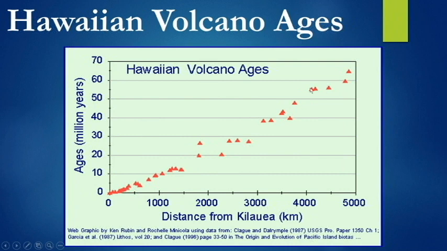Last thing here, a graph showing distance from Kilauea and the age. It's very clear. We can add a trend line showing that as distance from Kilauea increases, the age of the rocks increases.